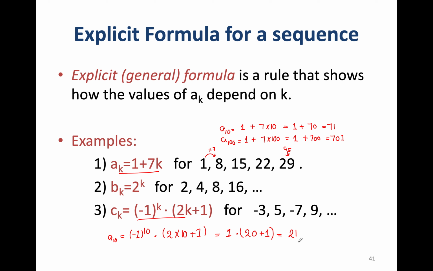So the explicit formula is a way to express a sequence, and it actually has the rule that shows how the value of a_k depends on k.